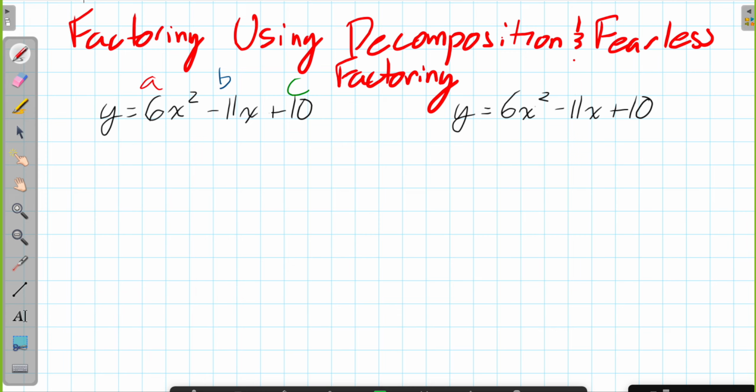All the steps for decomposition, one of the very first things you need is a pair of factors that equal whatever A times C is. In this case, that's 6 times positive 10, so two numbers that multiply to 60. Those same two values need to add up to the B value, and the B value in this case happens to be negative 11.